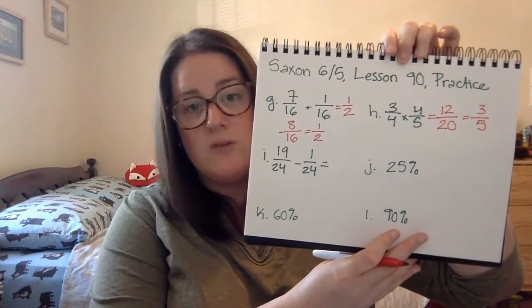For H, 3/4 times 4/5. 3 times 4 is going to be 12. 4 times 5 is going to be 20. So my initial fraction is going to be 12/20. Right? I want to reduce though. So I want to know what my greatest common factor between 12 and 20 is. The greatest common factor between 12 and 20 is 4. So 12 divided by 4 is 3, 20 divided by 4 is 5, and I get the reduced fraction 3/5.